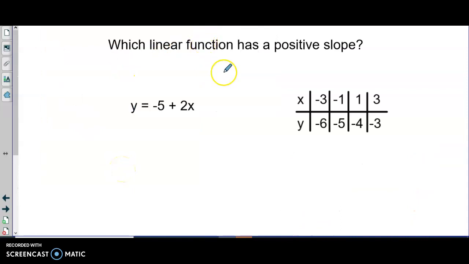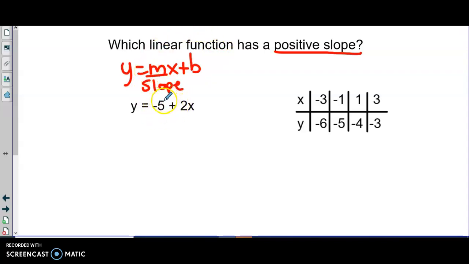All right, which linear function has a positive slope? So there's a lot of different ways to find slope. In this situation, we have an equation. So y equals mx plus b, and m is going to be the slope. Now you got to be super careful. They're trying to trick you here. They're trying to get you to say that the slope is -5.